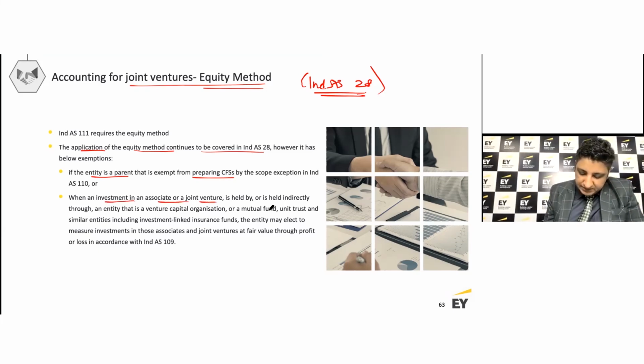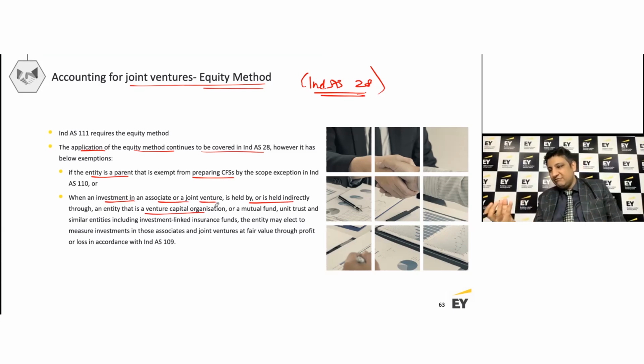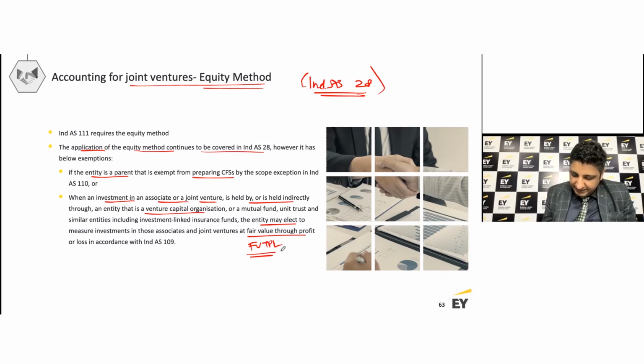Or if the investment is in an associate or a joint venture that is held through a venture capital organization or a mutual fund, where presumably you're rather trading in the investments. You're more interested in the value of the investment, and you're not looking at a long-term perspective. So in those cases, you may elect FVTPL, what we have learned in Ind AS 109 Financial Instruments. So those investments would be allowed to be measured under the FVTPL category. And in that case, of course, the equity method may not be applicable.